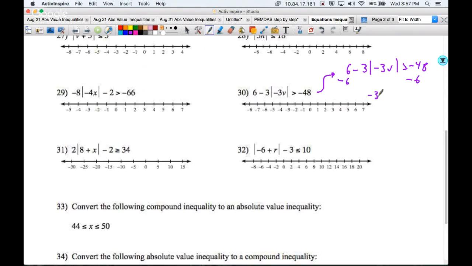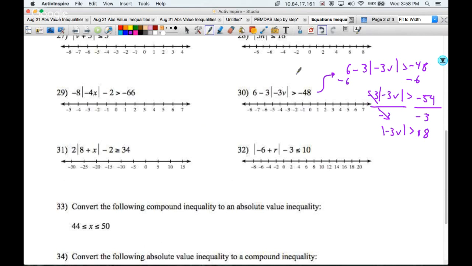Now I've got -3|-3v| greater than or equal to -54. And now I'm going to divide both sides by -3. So that I got rid of the 6 by subtracting 6, I'm getting rid of the 3 by dividing by -3. These will cancel out. And on this side, I'll get, what is that, 18. So the absolute value of -3v is greater than 18. I just want to double check that. 54 divided by 3, 18. Okay.